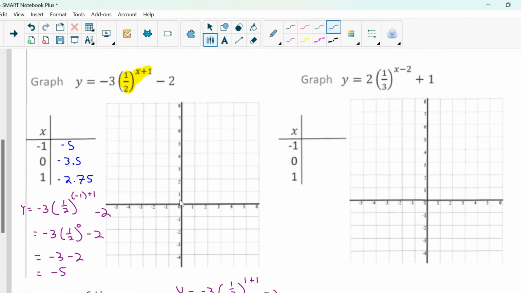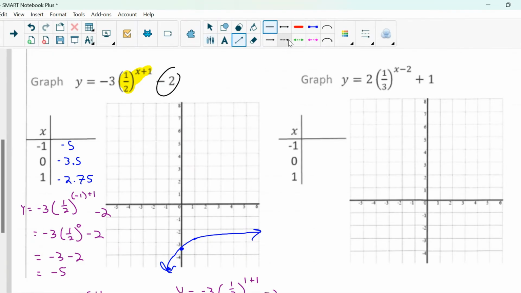Okay, we can go ahead and graph this. -1 and -5, 0 and -3.5, and 1 and -2.75. And it's going to give me a graph that looks something like this. Once again, we do have a k value of -2 here, so that's a nice way that we can check our answer, because we know that -2 is going to be our asymptote, or that point that our graph won't quite hit.